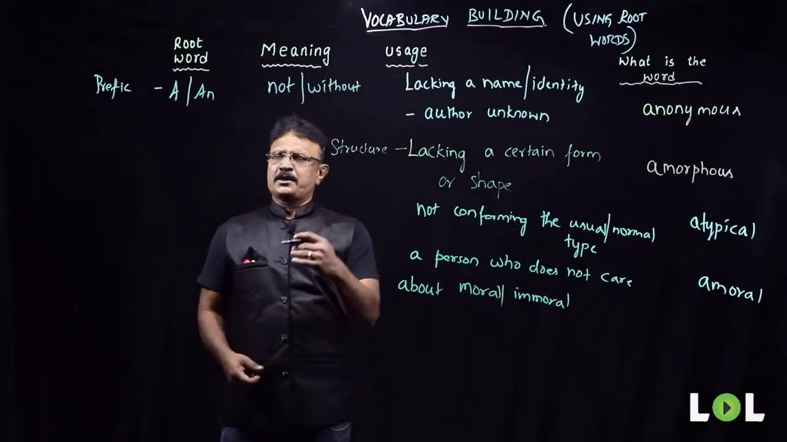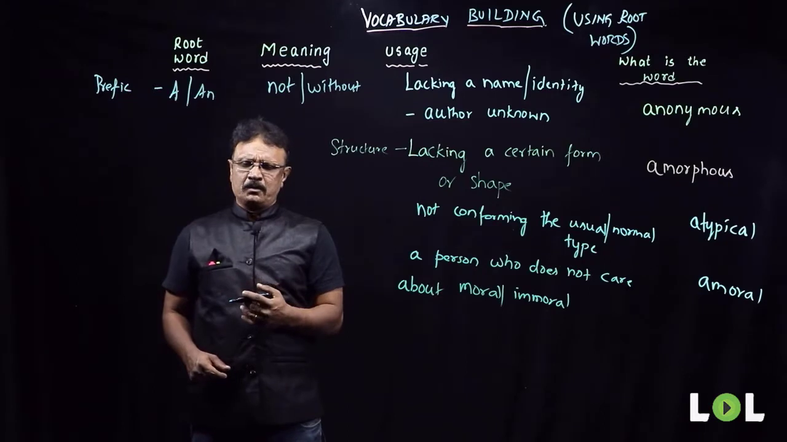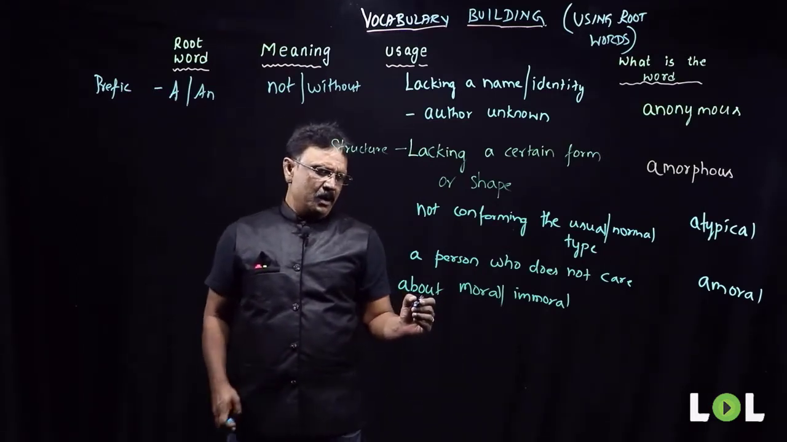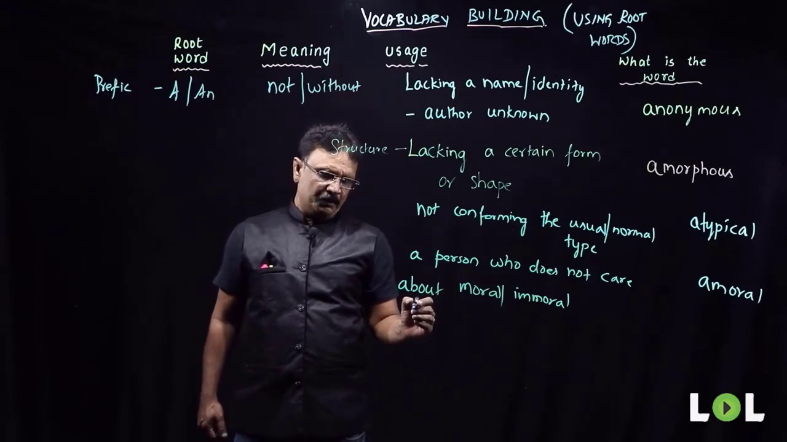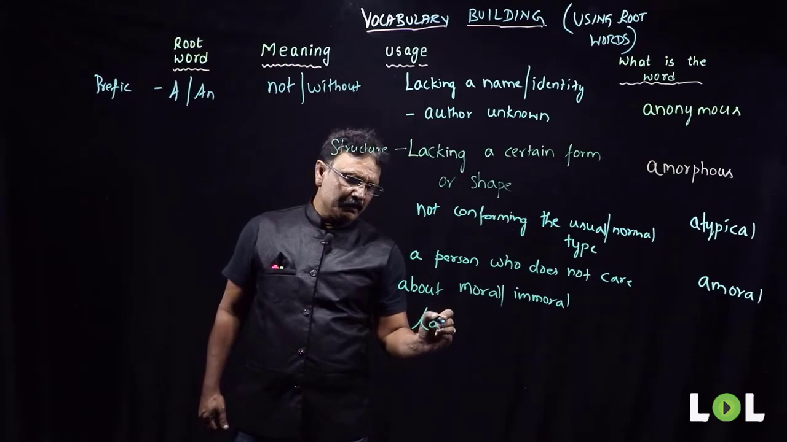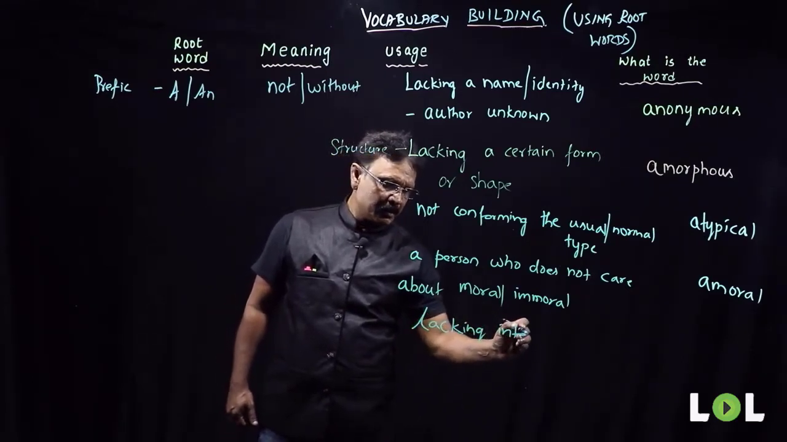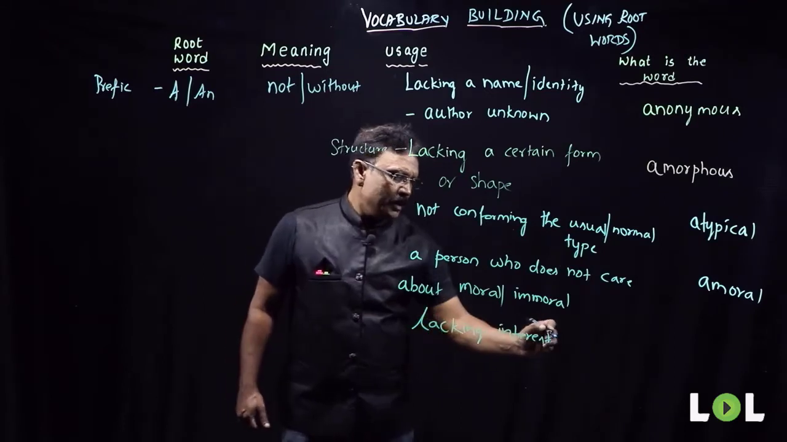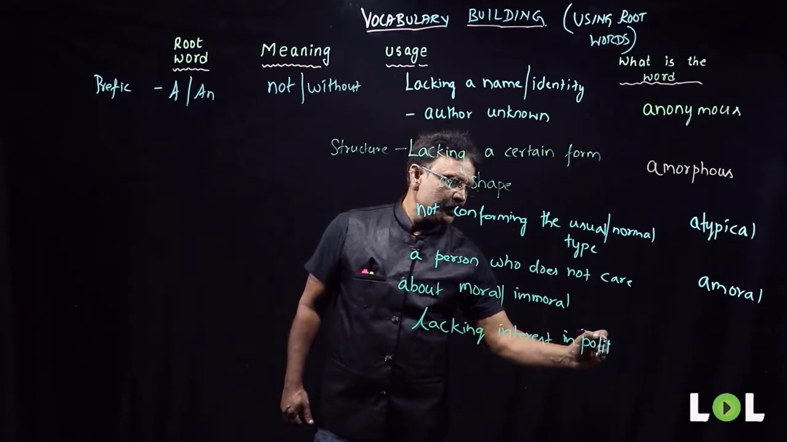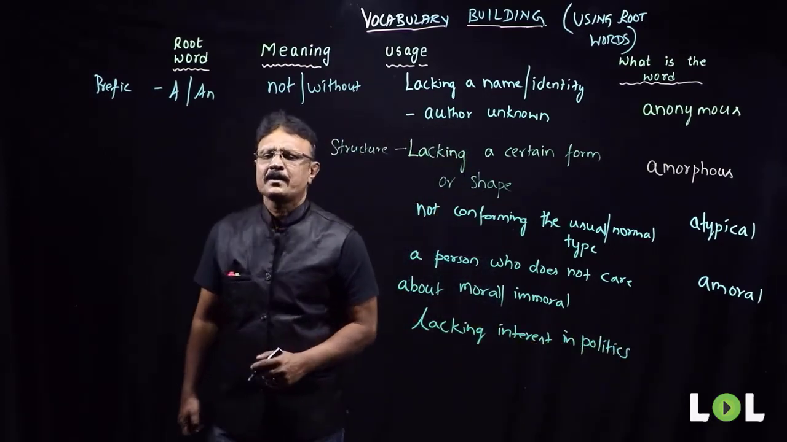Right, let's finish this particular prefix which starts with a and an, which means not or without, with the last word here. The usage of this word would be something like lacking interest in politics. Lacking interest in politics.